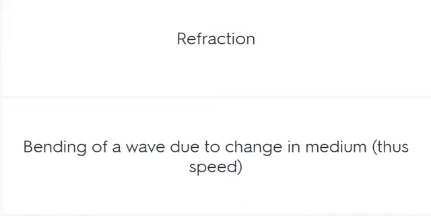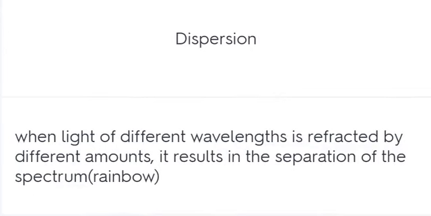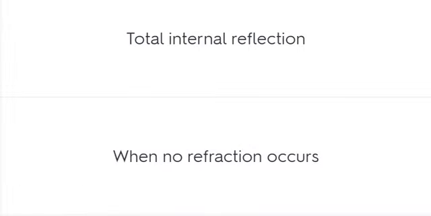Refraction, bending of a wave due to a change in medium. Dispersion, when light of different wavelengths is refracted by different amounts, resulting in the separation of the spectrum. Total internal reflection, when no refraction occurs.